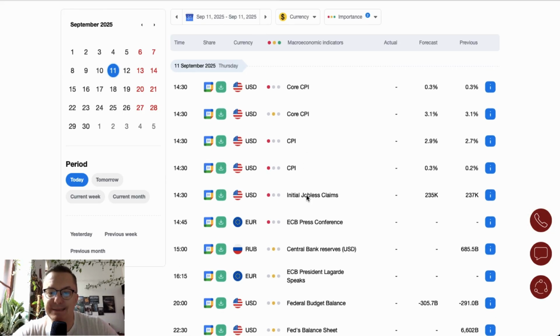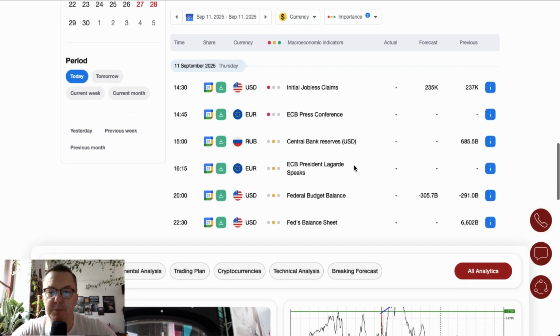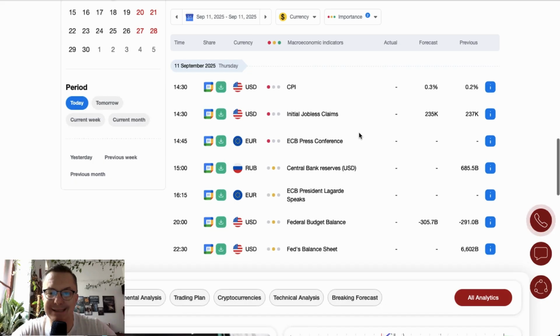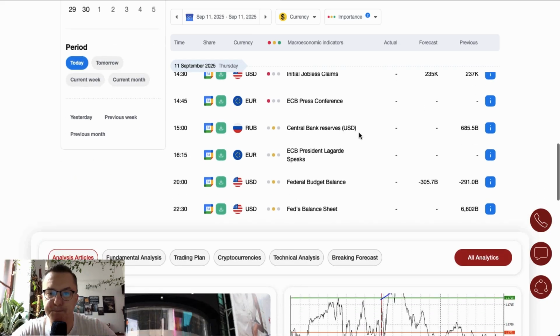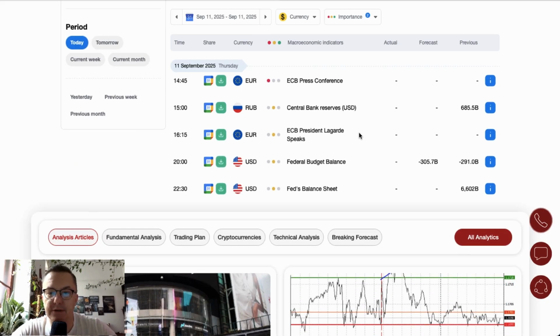Core CPI and CPI data from the US are scheduled for release at 2:30. Market participants expect a general increase from 2.7 to 2.9%. Initial jobless claims are scheduled for release at the same time, 2:30. And the ECB press conference will start at 2:45.